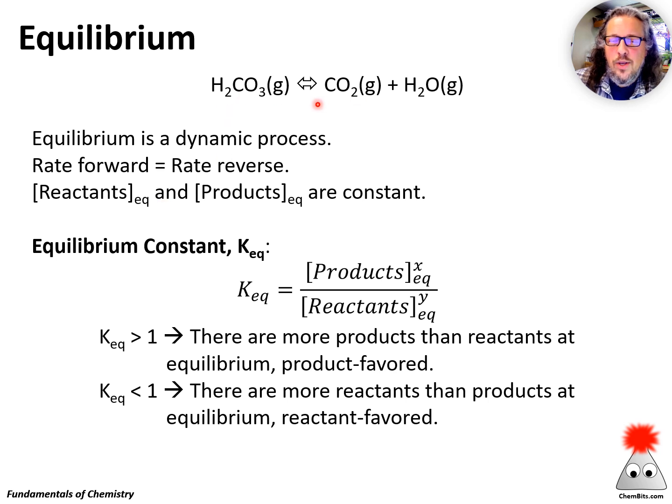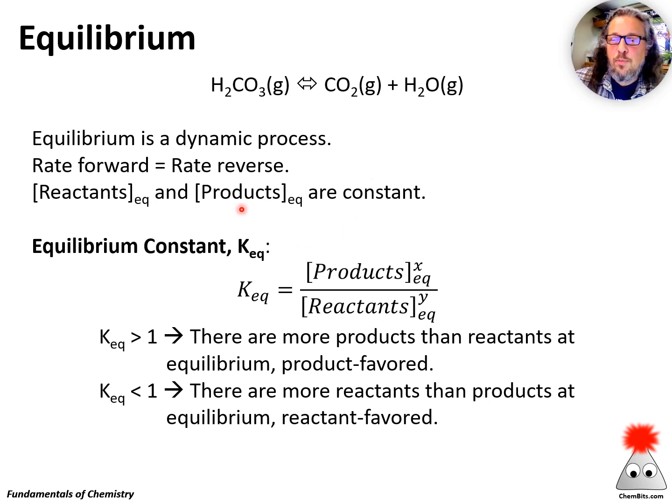Once we get to equilibrium, it's also important that we know that the concentration of reactants and the concentration of products are constant. They don't change. That doesn't mean they're equal, but it means they don't change anymore. So again, the reactions are still happening back and forth, but they've balanced each other out so that now the concentration of reactants and the concentration of products no longer changes.